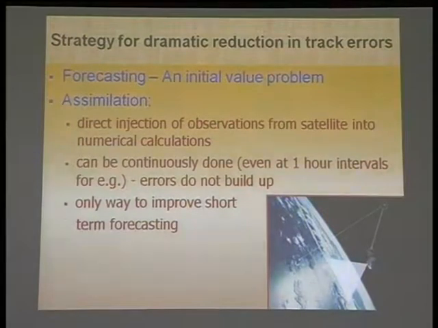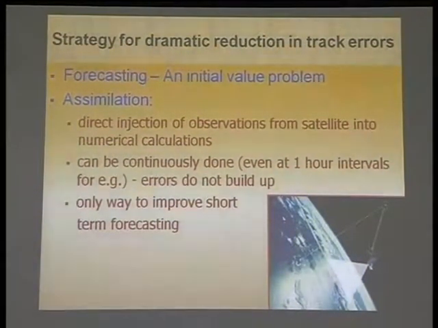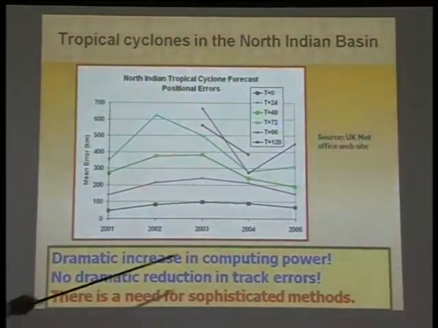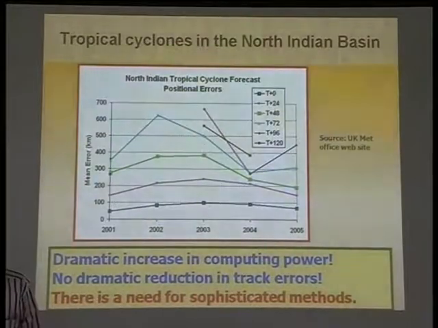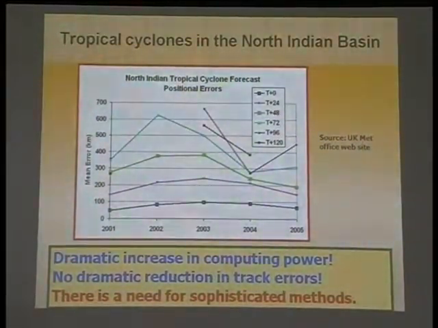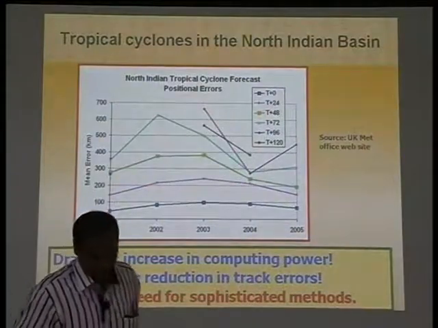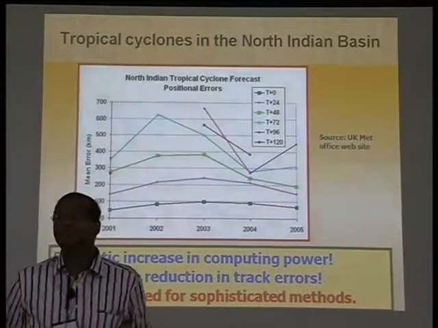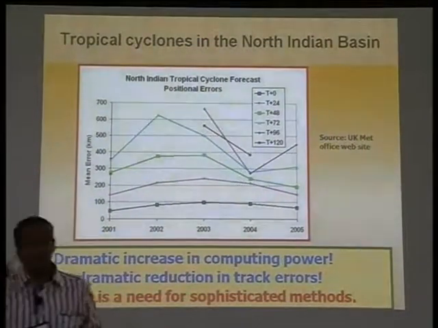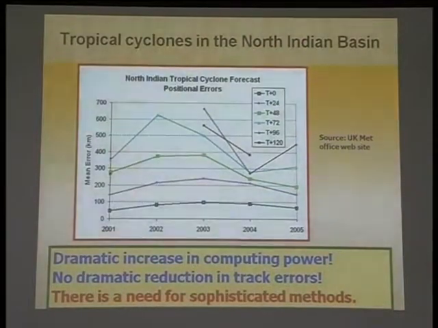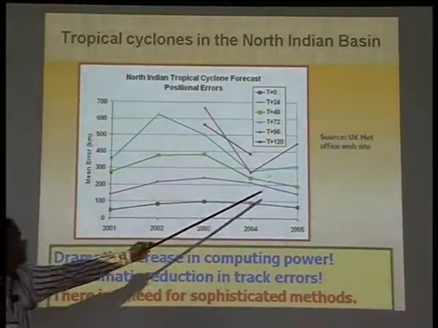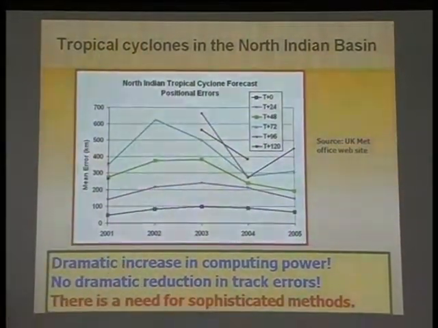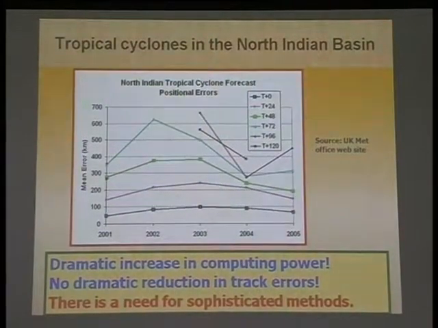If you want a strategy for dramatic reduction in track errors, the basic problem is that if you have an error band of 300 kilometers at T minus 48 hours, you can't possibly give a useful disaster warning or message to the civil administration to take appropriate action for preparedness, leave alone mitigation. If we are able to reduce it to plus or minus 50 or 75 kilometers 48 hours ahead of the cyclone, then we can do something. We can shift cattle, men and all this.